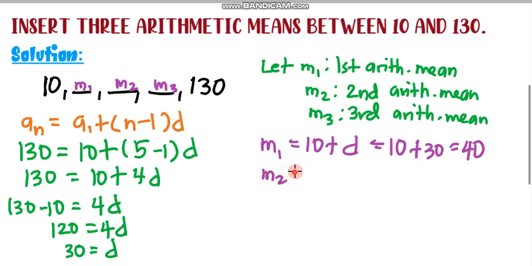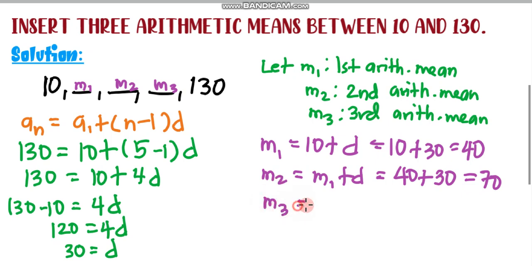Next, M sub 2. M sub 2 is just the previous term, which is M sub 1, plus d. So that is, M sub 1 is 40 plus d, so that is 70. Similarly, M sub 3 is just the previous term, which is M sub 2 plus d. So M sub 2 is 70 plus 30, so that is 100.